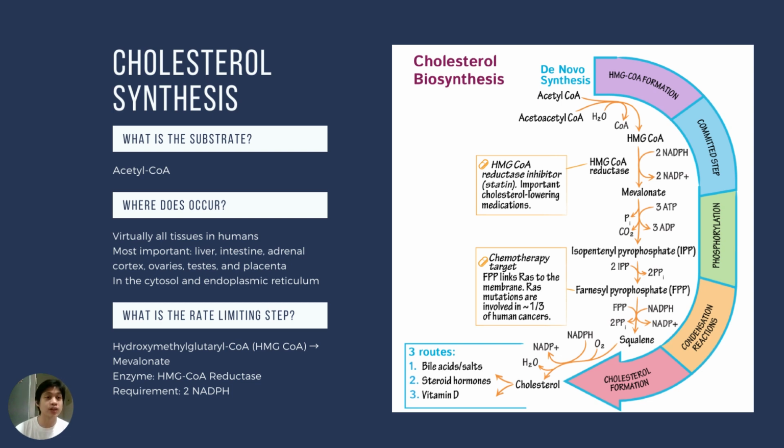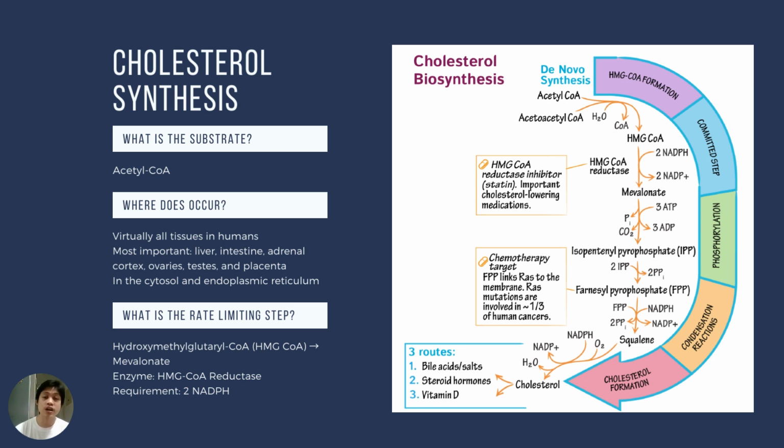Let's now talk about how the body synthesizes cholesterol. This is known as de novo cholesterologenesis or cholesterol synthesis. The substrate, or the starting substance, is acetyl coenzyme A. And you know that there are lots of substances in the body taken from food that can create acetyl coenzyme A. So, our substrate is abundant. Where does it occur? It occurs virtually in all tissues in the human body.